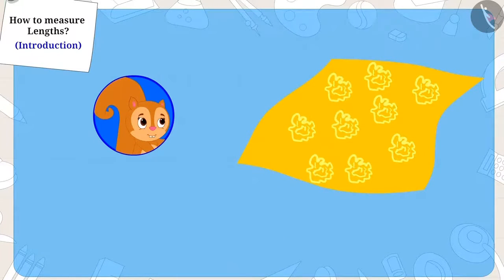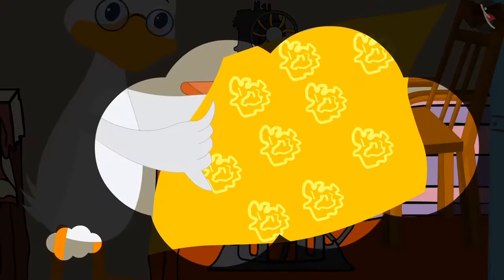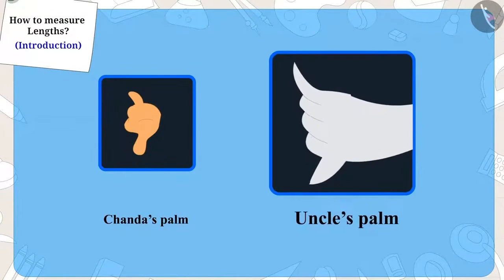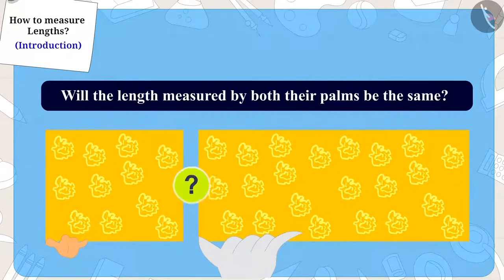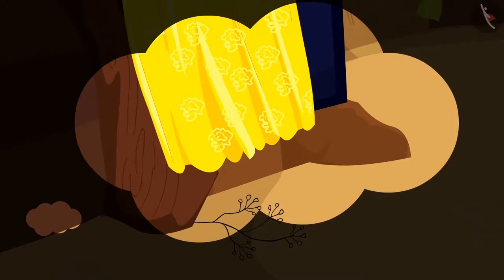Yes, you are right. Chanda measured the window using her palms. And while giving the cloth, uncle had measured the cloth using his palms. Now Chanda's palms are so small and uncle's palms are so big. So will the length measured by both their palms be the same? No. That is why Chanda's window curtain reached the floor.